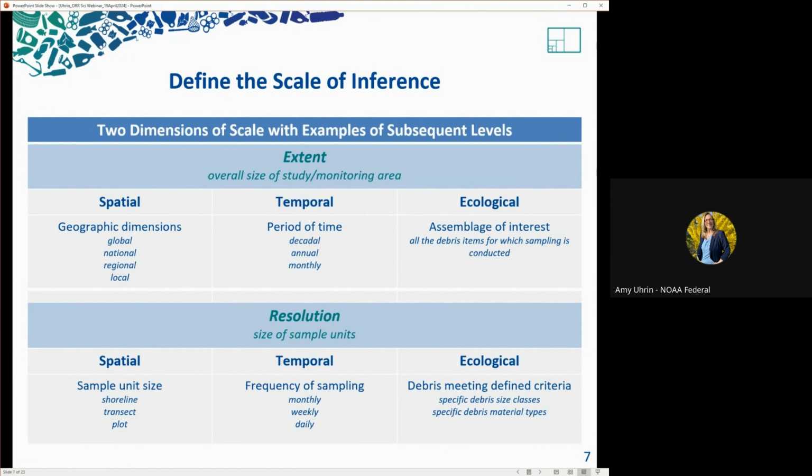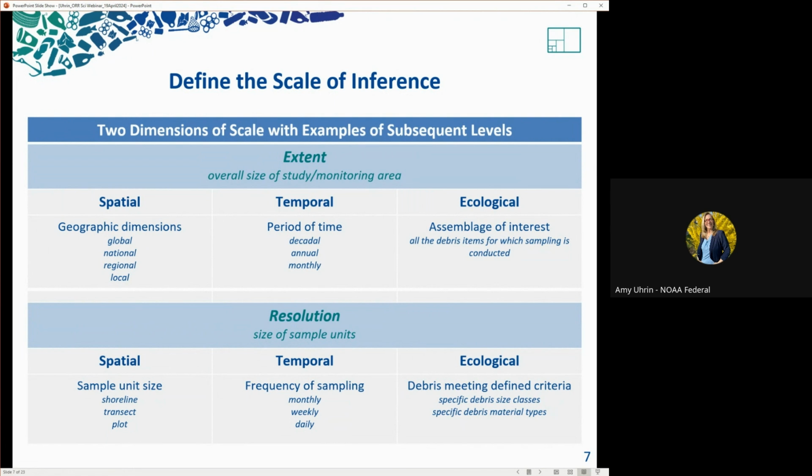And then we have the ecological extent, which sometimes is a bit confusing, but this is going to be the population or the assemblage that is of interest to you. In our case, it's marine debris on shorelines. So the assemblage we're interested in is basically all debris items for which the sampling is going to be conducted. And then your resolution kind of fine tunes those parameters.